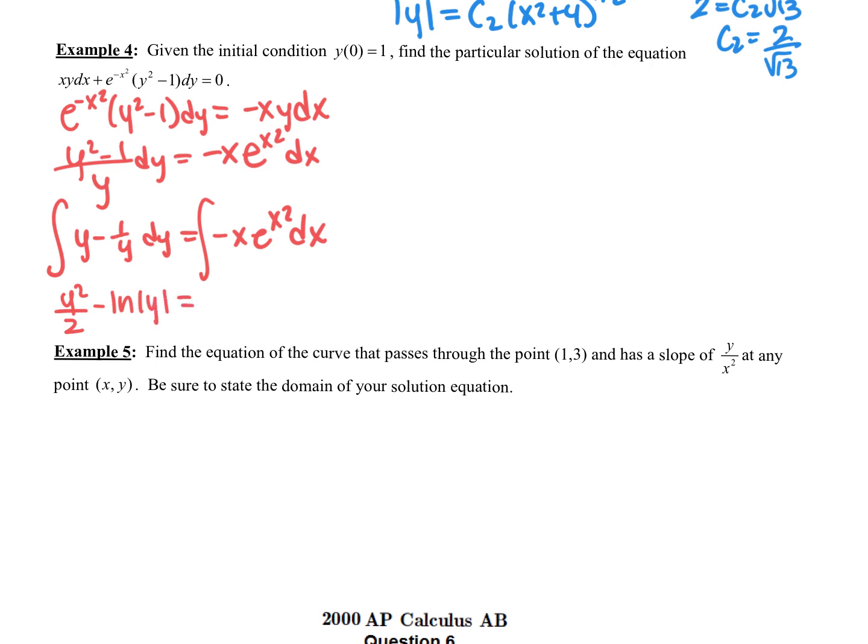And what should we use on this guy? U sub. Because if u is x squared, du is 2x, right? And there's an x out there. So that's why you don't want to use integration by parts. So if u is x squared, du will be 2x dx. So you just need to divide that 1/2 over. So this will be negative 1/2 e to the x squared plus c.